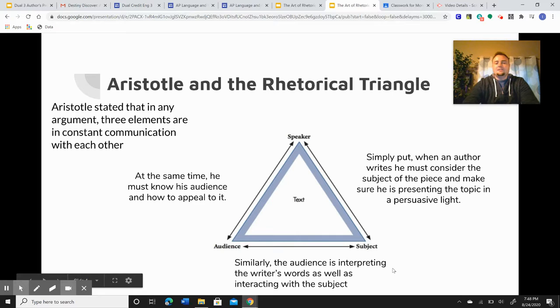So moving along down here, audience and subject. Similarly, the audience is interpreting the writer's words as well as interacting with the subject. So they are thinking about it as the author is speaking about it. They're trying to see if they have any bias towards the issue or not. So the audience is working with the subject. The speaker's got to think about the subject, and the speaker has to know his audience. So that you can see that the 3 are in constant motion.